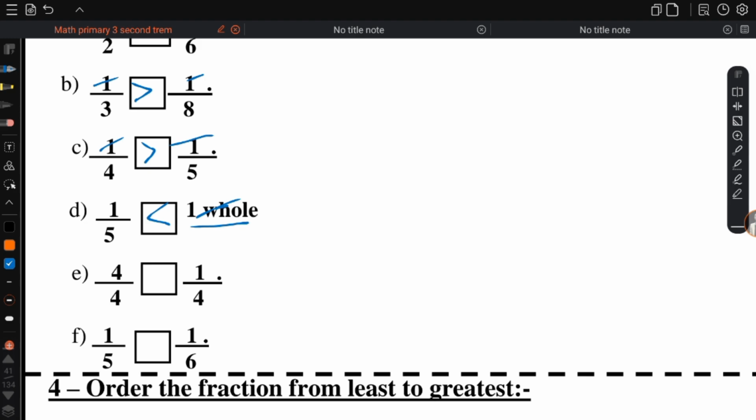Okay, mister, 4 over 4 and 1 over 4. Okay, mister, this is 1 whole, mister. And you told me that 1 whole is greater than any unit fraction. Mister, 1 over 5 and 1 over 6. Mister, like numerators, the greater fraction is the one that has a smaller denominator, so 1 over 5 is greater than 1 over 6.